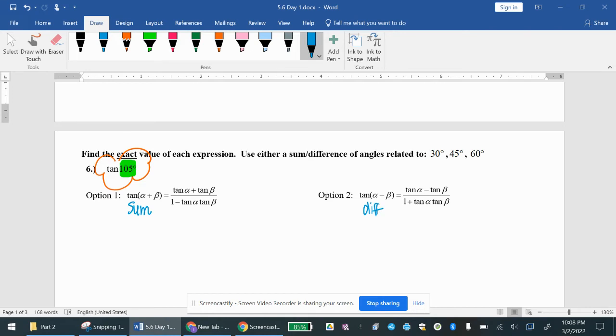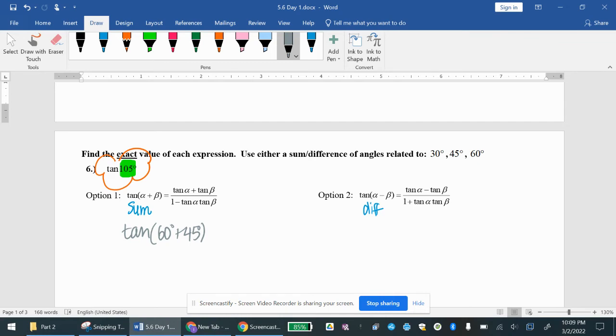So pause the video and try to find either a sum or a difference, right? Two angles that add or subtract to get 105. But remember, they have to be from that circle on the front page. Pause the video, push play when you're ready. Okay, so I chose 60 and 45 for the sum.